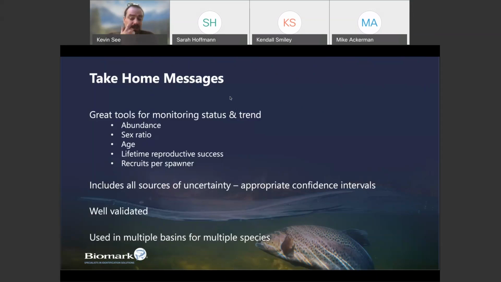I think that's important when communicating to managers and helping them understand not just the point estimate, but how confident you are in that estimate. A lot of this information has been well validated, and I showed some of that, so we know it works. As mentioned, we've used it in multiple basins for multiple species, and that's been great.